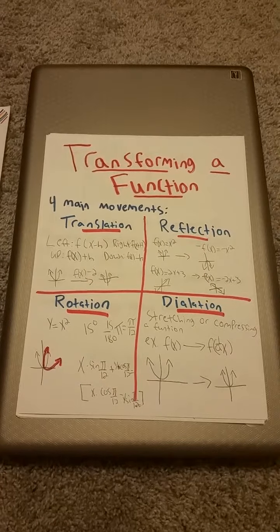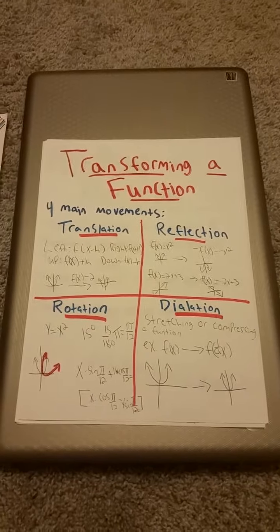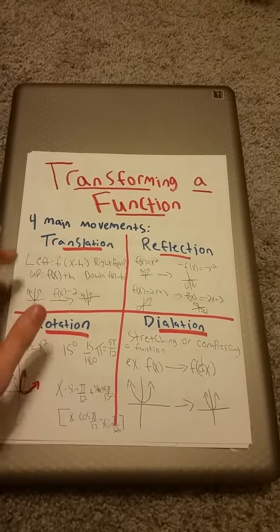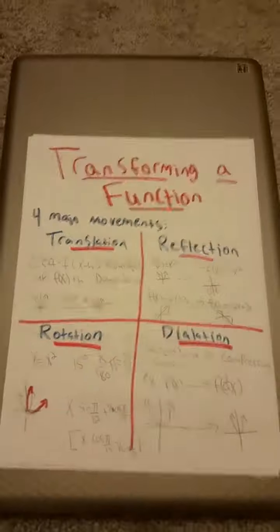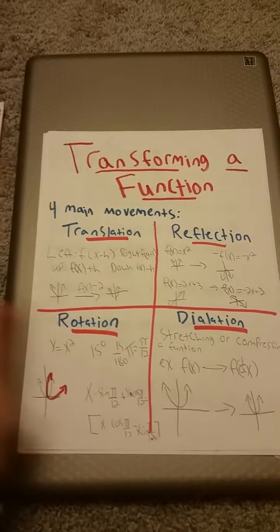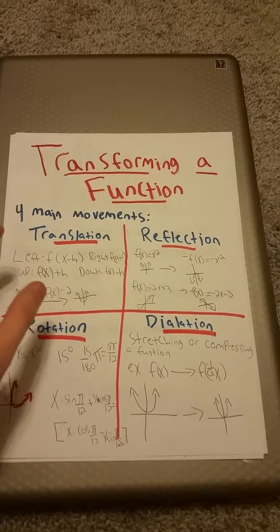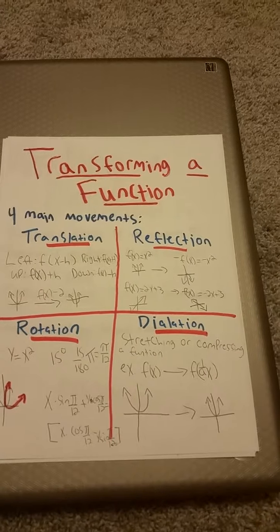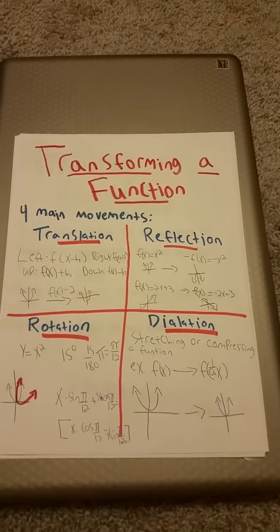Transforming a function. So there are four main movements for a function. Starting off, we'll start with translation. So translations, you can move it left, right, up, and down. Those are pretty much the only way to move anything. So, to move it left, it's all inside the parentheses. Horizontal movements all stay inside the parentheses. So to move it left, we do f of x minus h.